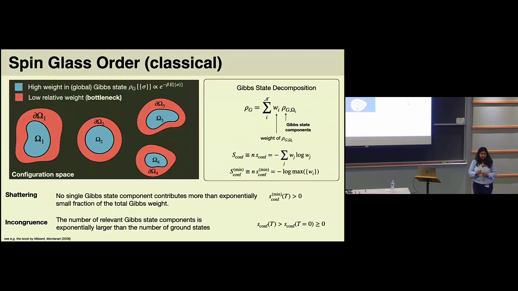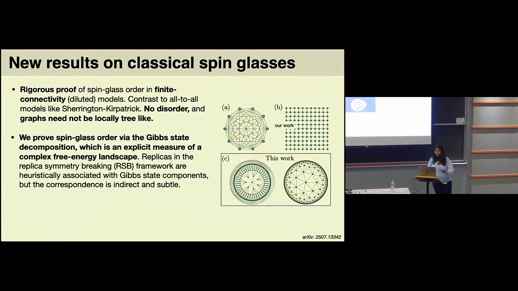But to call it a glass rather than a phase with spontaneous symmetry breaking, I need this additional feature of incongruence, which tells me that there are many, many more Gibbs states at finite temperature as compared to the ground state. So the configurational entropy as a function of temperature has a larger entropy density at finite temperature compared to zero temperature. There are many more local minima than global minima, in fact exponentially many more.